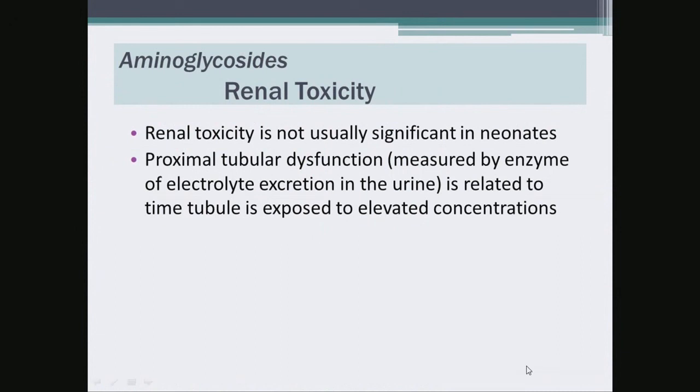Despite the concerns about renal toxicity, it is usually not significant in neonates unless there is a significant overdose that occurs. But we do know that there can be some proximal tubular dysfunction, which is measured by enzyme electrolyte excretion in the urine, and that's related to the time that the renal tubule is exposed to elevated drug concentrations.